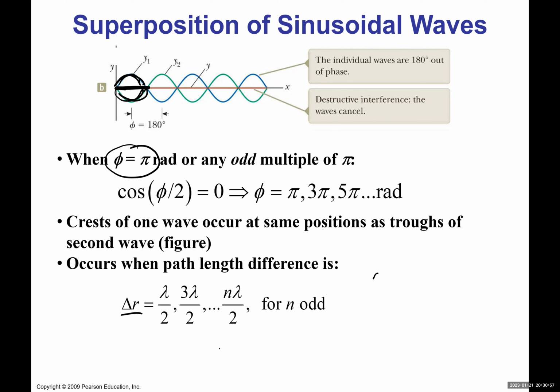That means you can look at it in terms of this, right? So calculate delta R, for example, and if you get that they are out of phase, then it's not going to be n times lambda. It will be in terms of lambda over 2, or 3 lambda over 2, and so on and so forth, or basically n times lambda over 2, where n here is going to be an odd number, right? So 1, 3, 5.